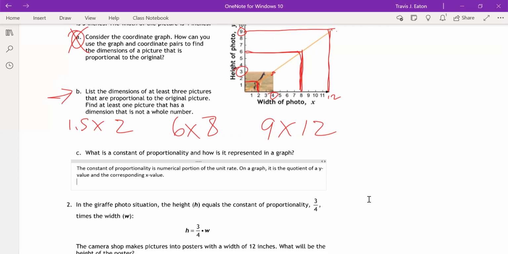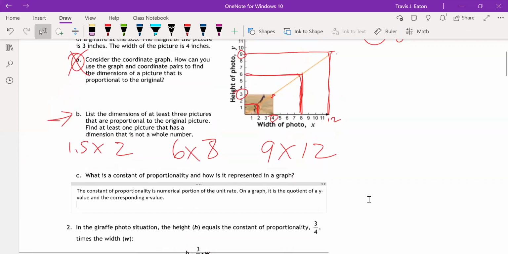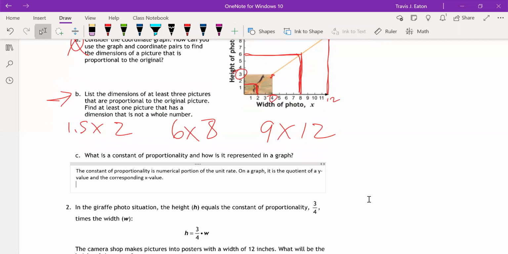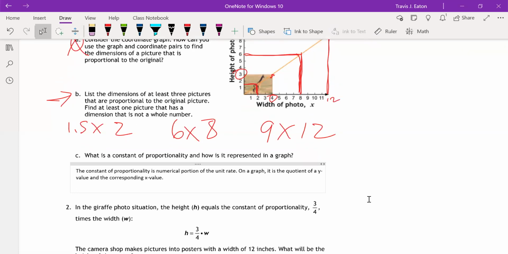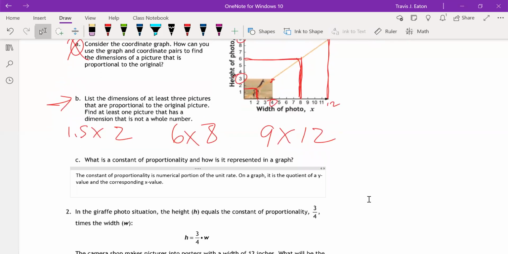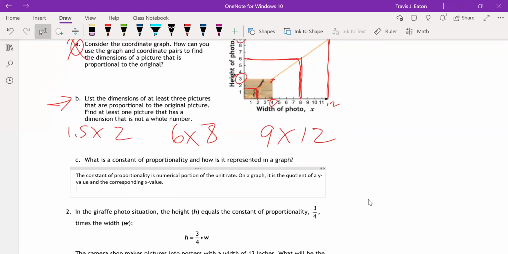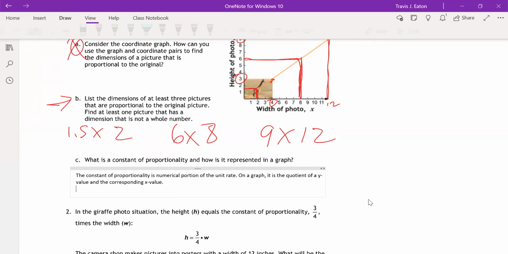So the constant of proportionality. Whoops, hold on. Constant of proportionality would be. Oh, come on! What is the deal here? Draw. Why won't it let me draw? It doesn't like me. Okay.